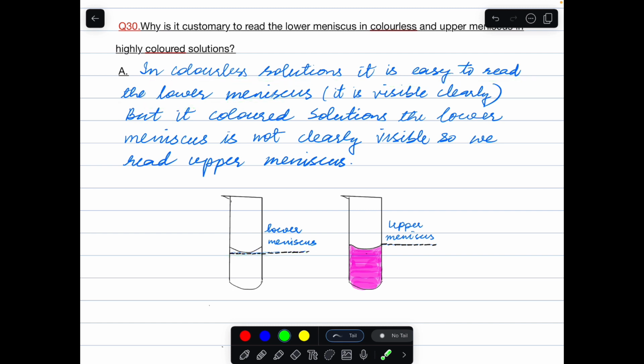Why? Because it is visible. You are able to see clearly with your eye the lower part, that is, the curve the liquid forms when filled in a tube. This lower part is called the lower meniscus. So in a transparent solution like water, it is very easy to read the lower meniscus. But if the solution is colored, like potassium permanganate solution, the lower meniscus is not clearly visible. Here this part is not very visible. Therefore, for colored solution, we read the upper meniscus.